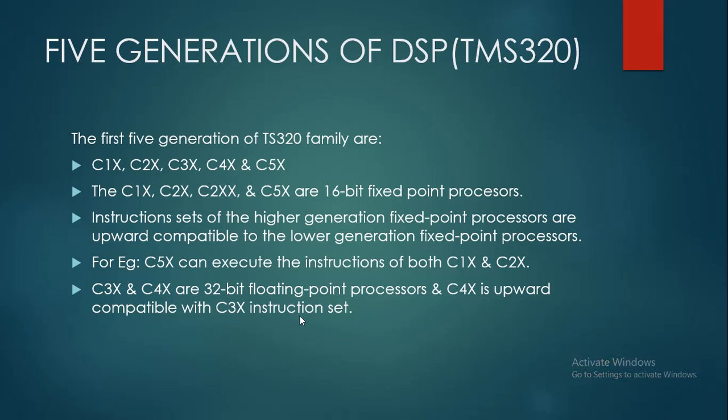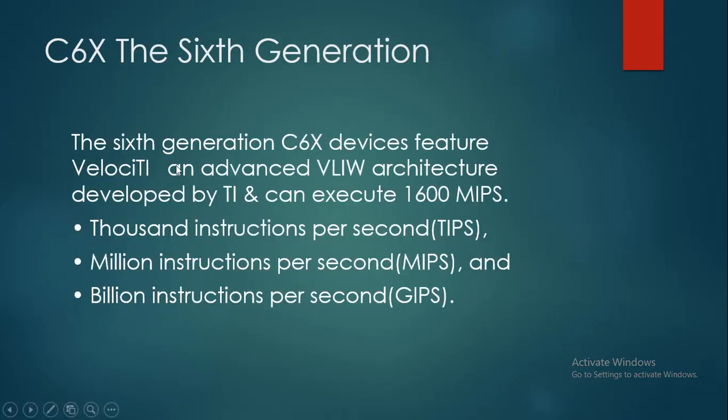The DSP consists of three important units: the multiplier and accumulator unit, and next the CPU. With respect to that, the sixth generation of these devices features a VLIW architecture, which was developed by TI and can execute 1600 MIPS.